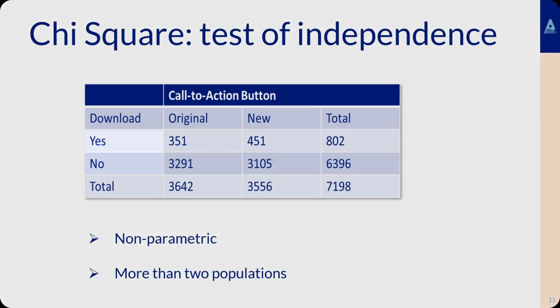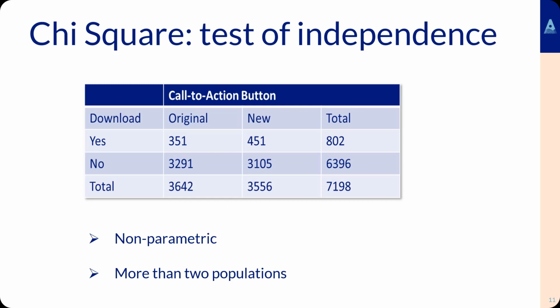Basically, the chi-square test of independence tests whether these two variables are related, whether the columns are related to the rows. So we can apply it immediately to the same 2x2 matrix that we've always been using for two populations. But the chi-square test has a couple of advantages.